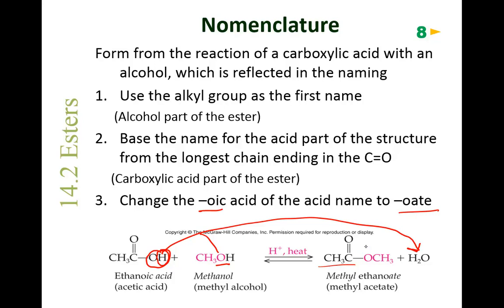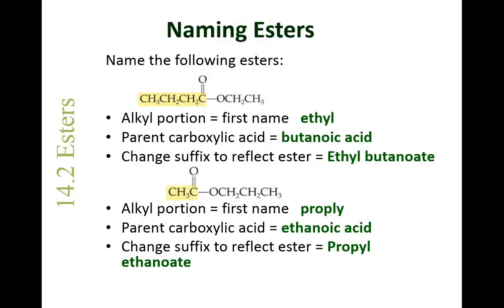Because remember, this is the carboxylic acid now. It looks like that part of it, even though this oxygen came from the alcohol. So you name it by the alcohol part, methyl, and then the ester part, which was the carboxylic acid, becomes from ethanoic acid to ethanoate. So carboxylic acid goes from oic to oate, and the alcohol is going to give us the first part of the name.